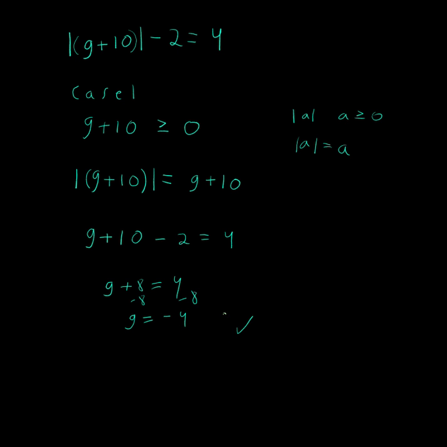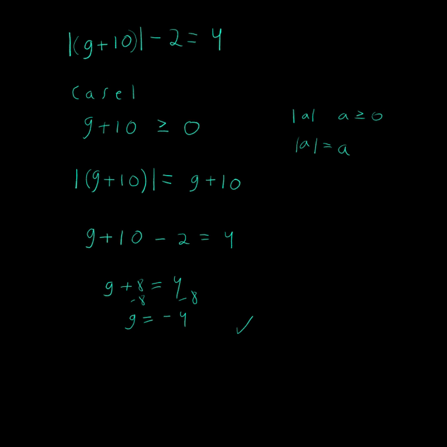So we're good. But have we solved every possible instance of this equation? Have we solved for every possible value of g? And the answer to that would be no. So let's see here. Absolute value of g plus 10, minus 2 equals 4. So let me make 100% sure I got that right.